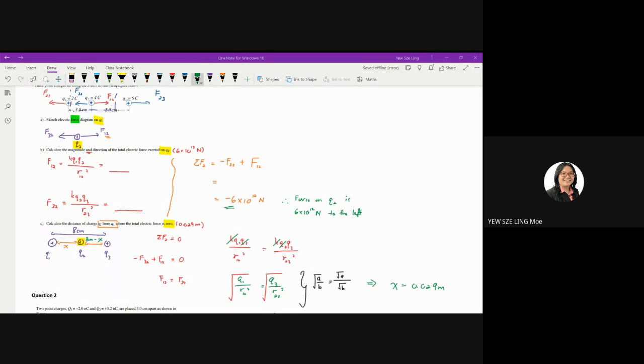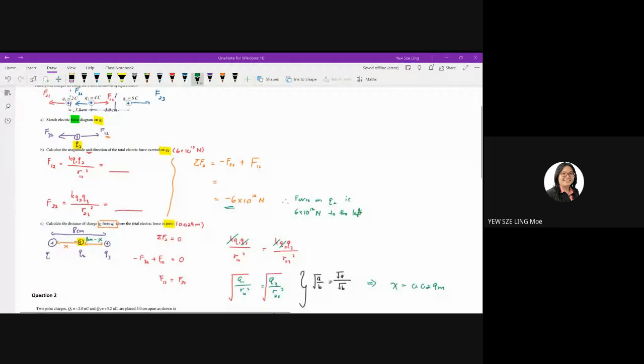Okay, so pastikan Anda bila Anda buat revisions, Anda tengok balik soalan ini dengan soalan example 4 so that you have a better idea what is the difference between force and field. Okay. So next, I have one more question for you guys.